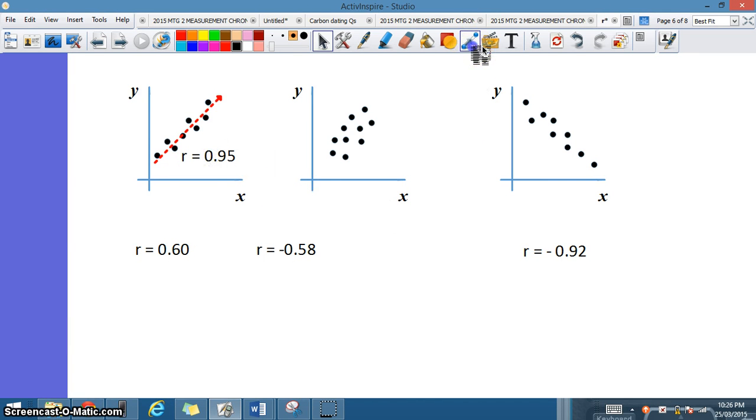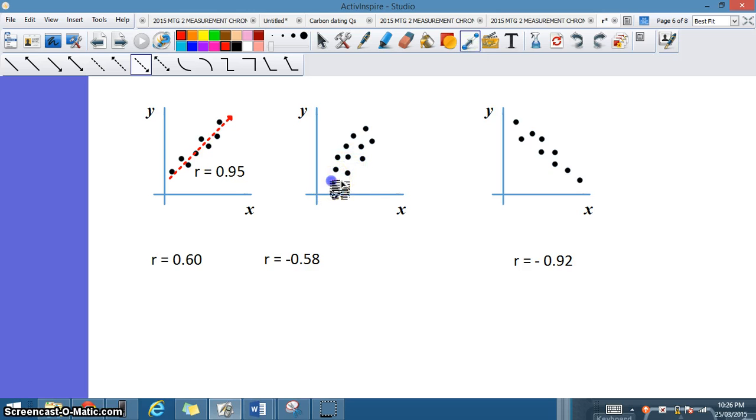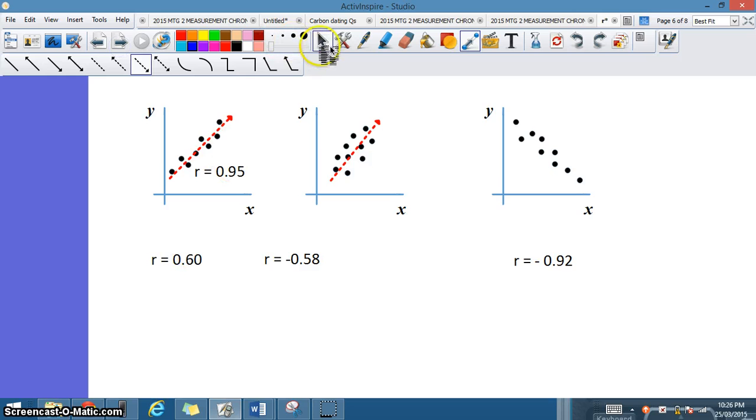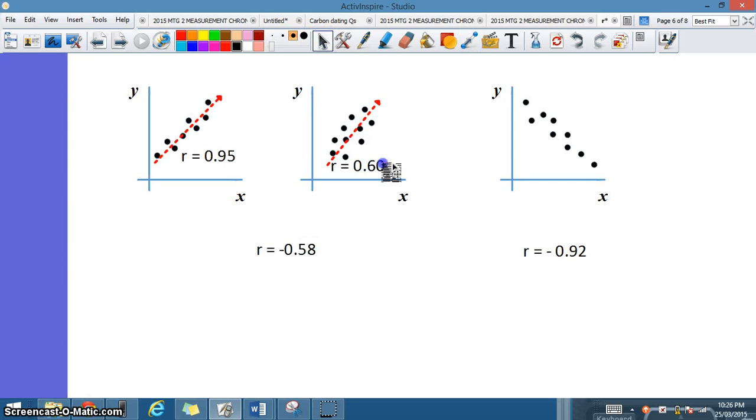Okay, in the next plot, well, still a positive relationship. The data points follow a line up that way, but not as closely as in the first plot. So probably a moderate positive correlation. That is for values between 0.5 and 0.75. So I'd be picking this one here, R equals 0.6.